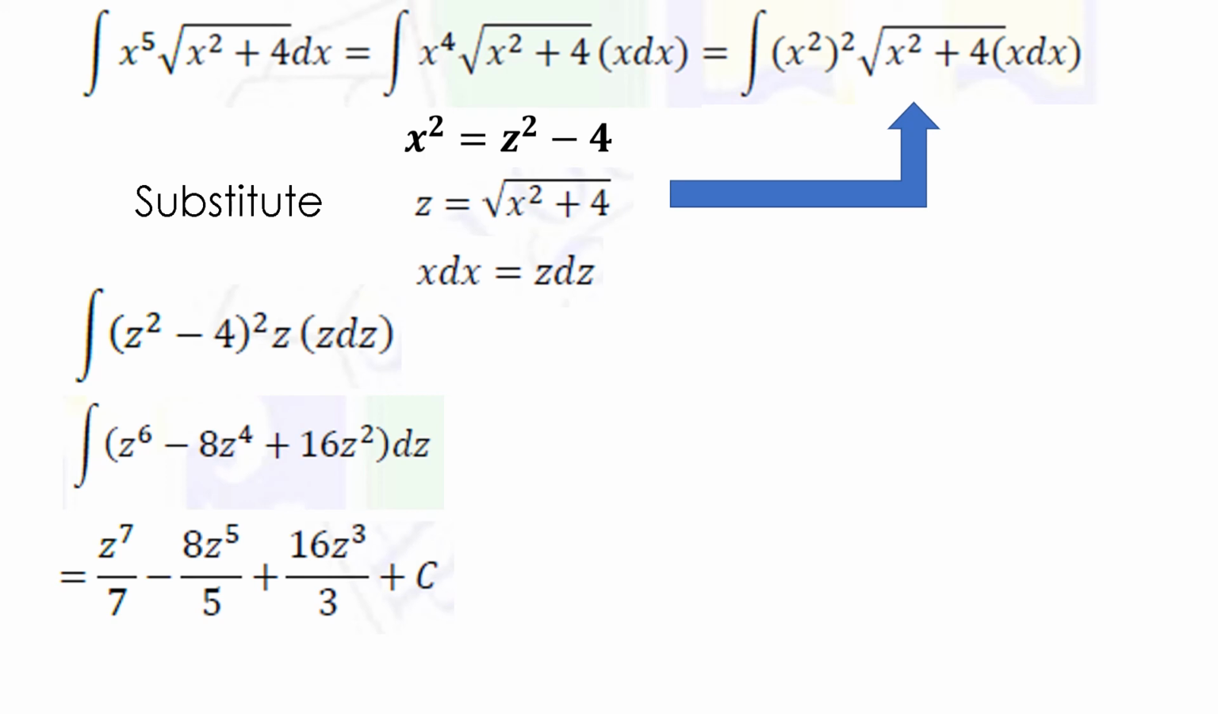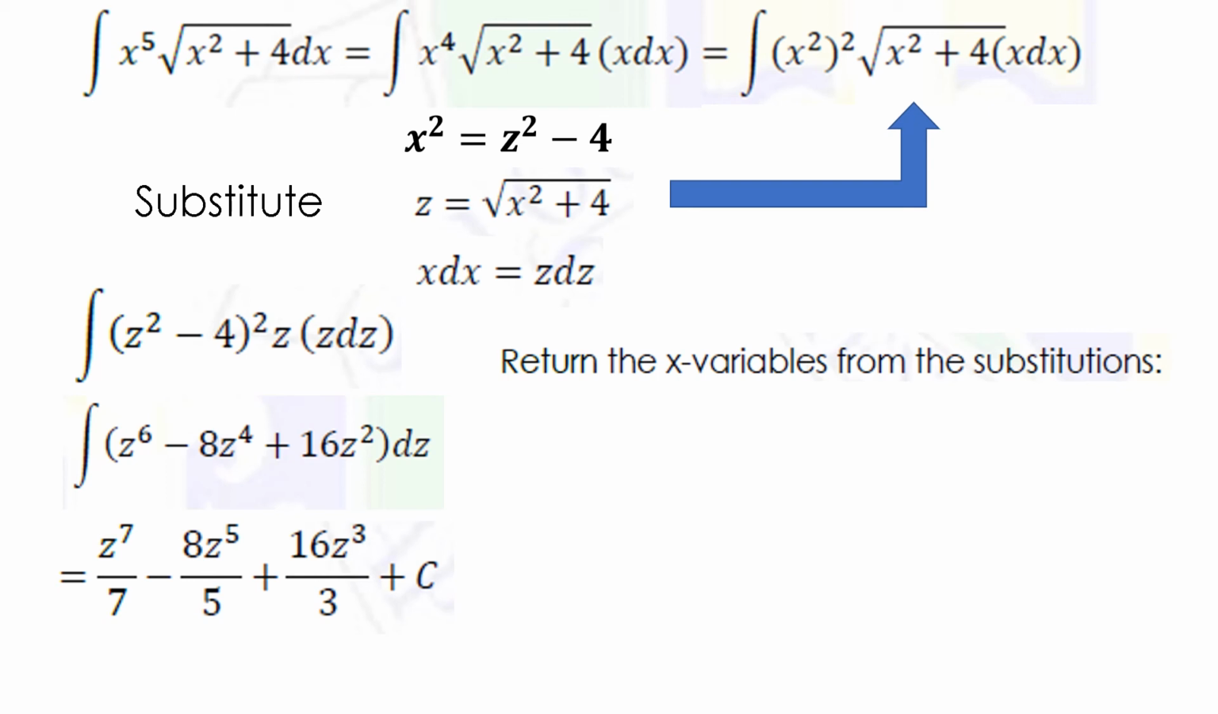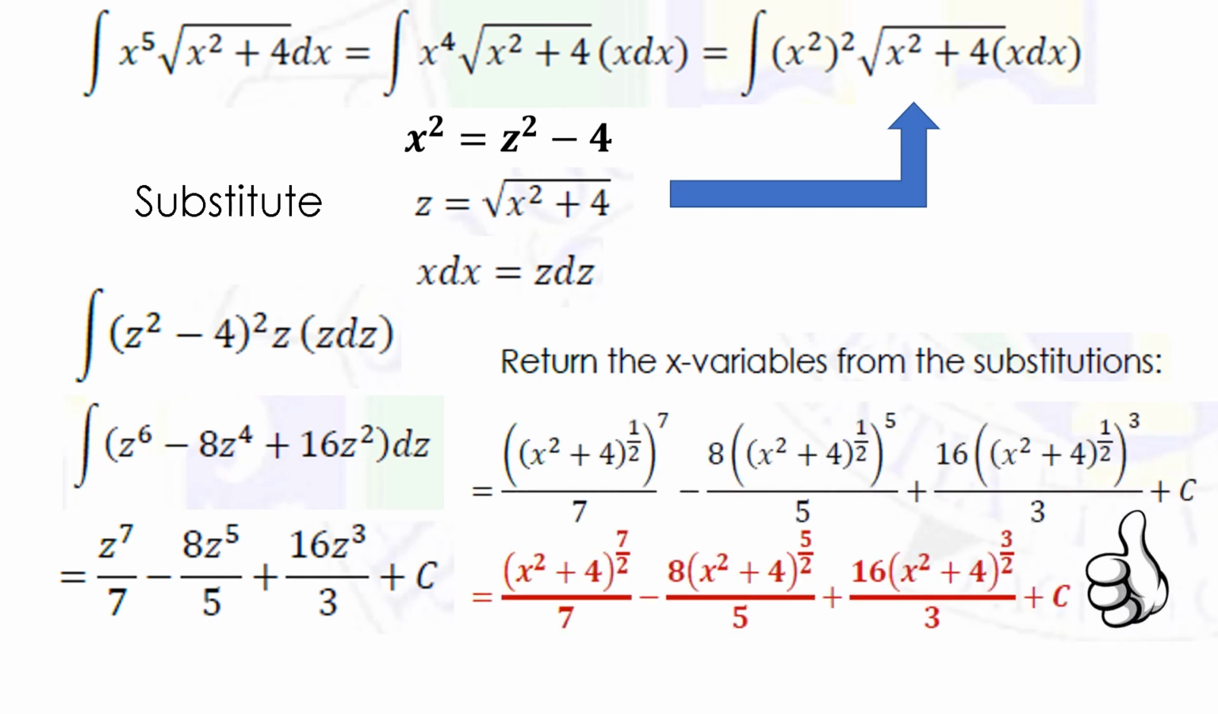We now can return all the x variables from the substitutions. If we return the value of x from the integral that we just derived in terms of z, we get this final answer.